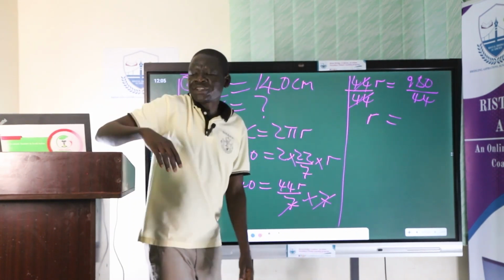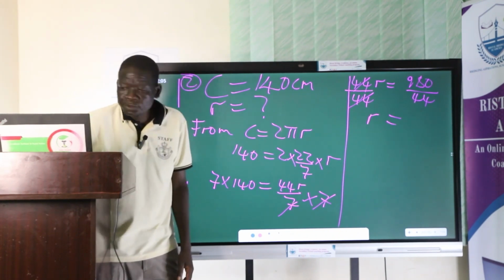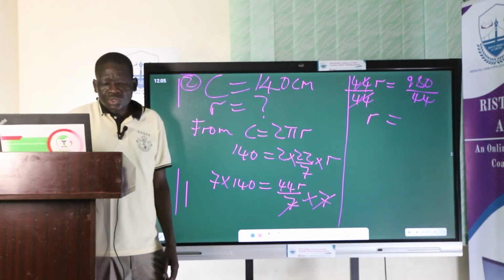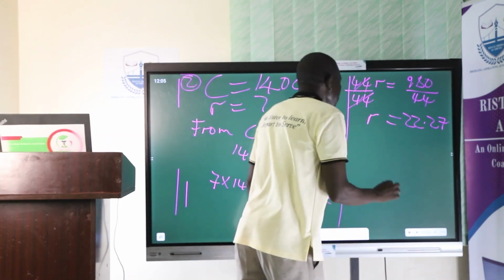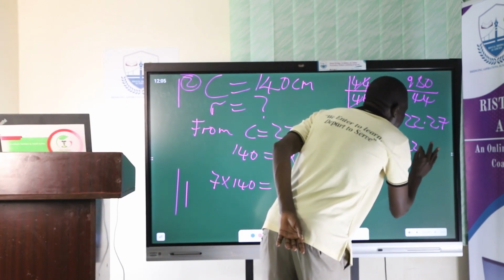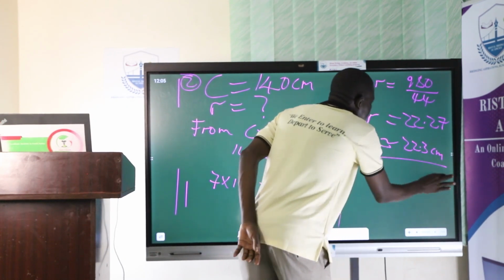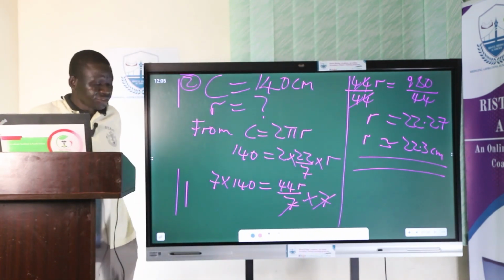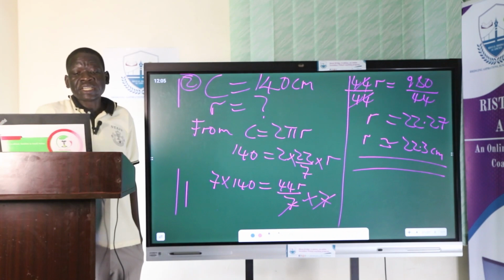You find that we get 22.27. Such that r will approximately equal 22.3 when rounded off to one decimal place. We find that the radius of the circle is 22.3 centimeters. So basically, that is how we find the circumference of the circle, the radius of the circle, and so on.